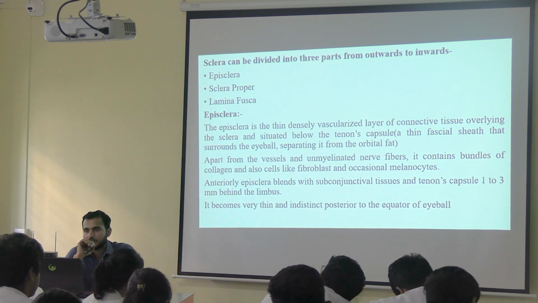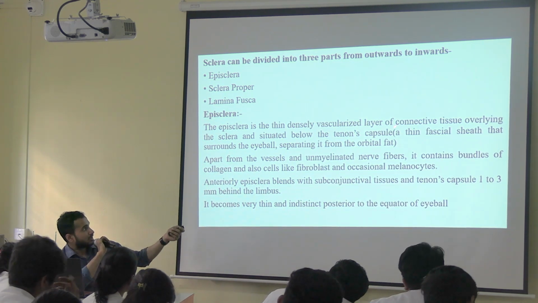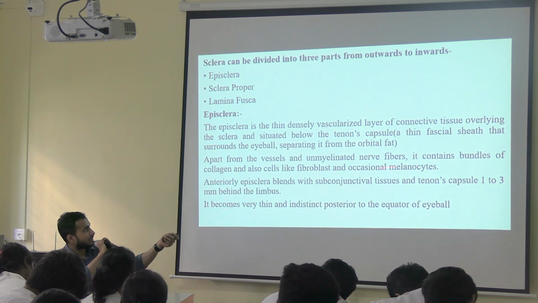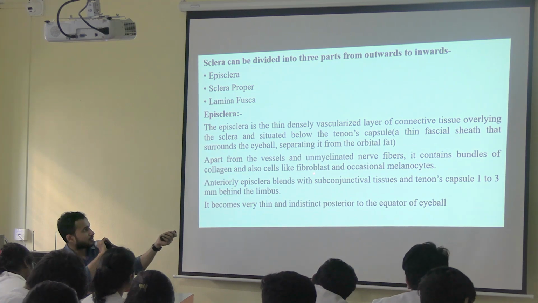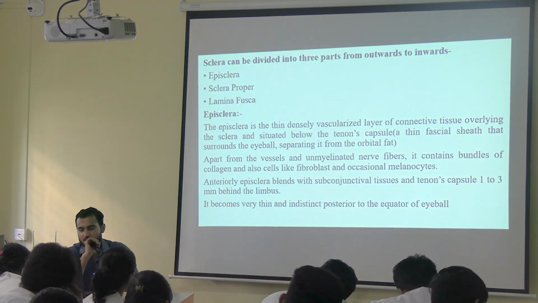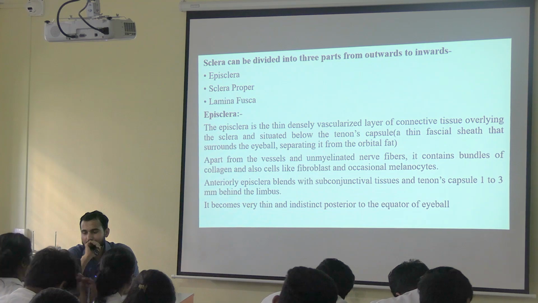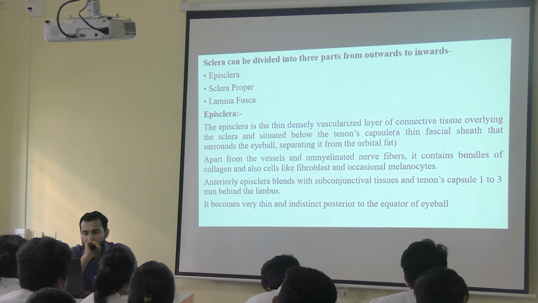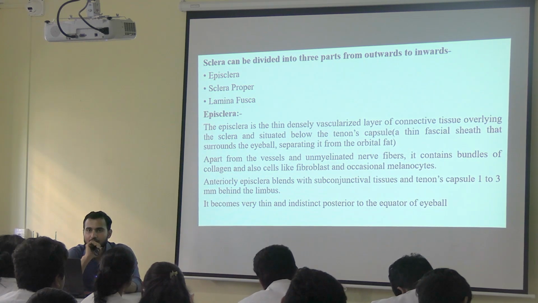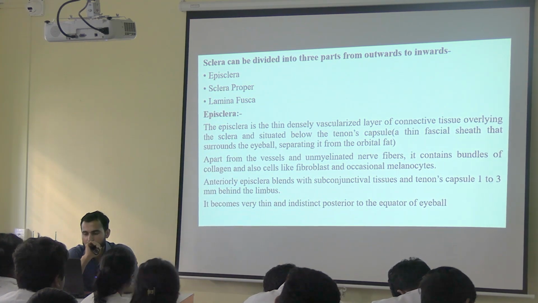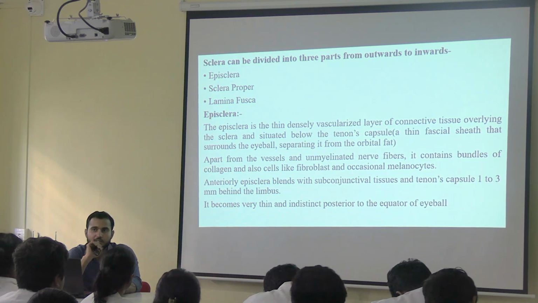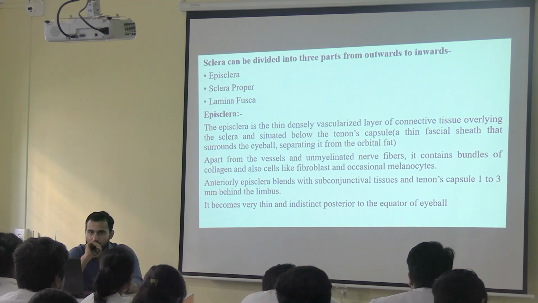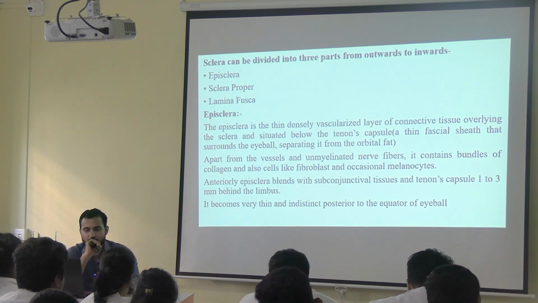Now in the episclera, what is present? As I said, it is a vascularized layer of connective tissue. Along with blood vessels, we get unmyelinated nerve fibers, bundles of collagen fibers, fibroblasts, and some melanocytes. This episclera blends with the conjunctival tissue, we'll discuss what the conjunctiva is, and it becomes very thin posterior to the equator of the eyeball. Why? Because it is pierced by the optic nerve. That's why the thickness reduces. So this is the episclera.